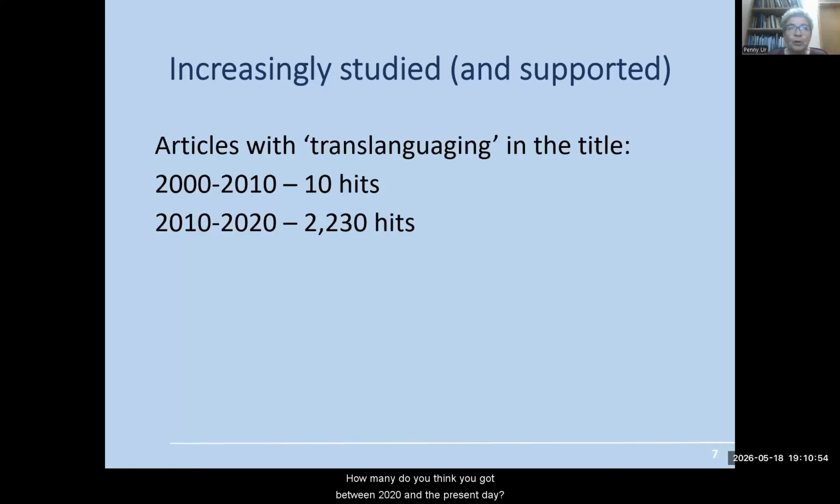How many do you think you got between 2020 and the present day? A rough guess. Anybody?